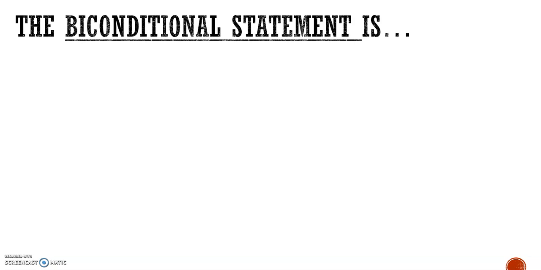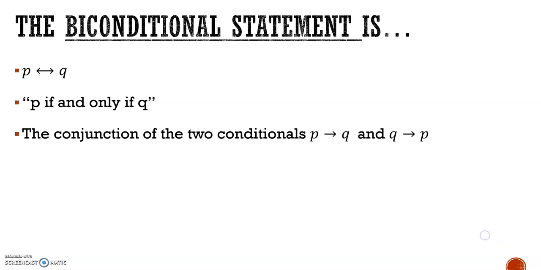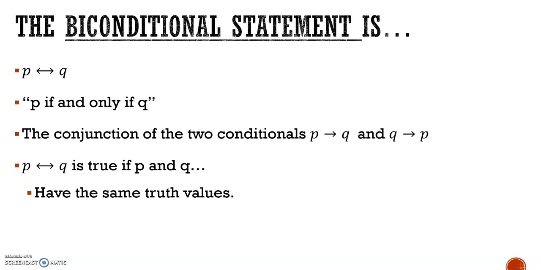The biconditional statement is P if and only if Q. It is read as P if and only if Q. It is the conjunction of the two conditionals, P implies Q and Q implies P. P if and only if Q is true if P and Q have the same truth values. P if and only if Q is false if P and Q have different truth values.